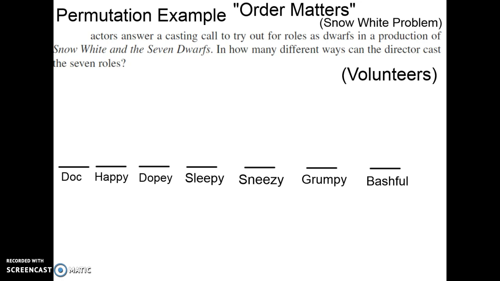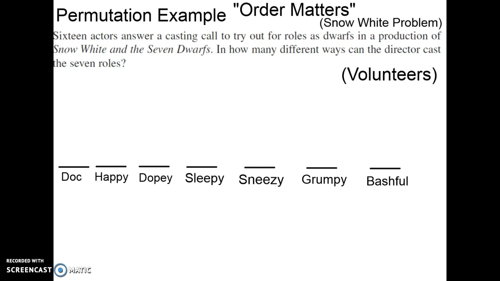If we were in class, we'd be taking volunteers and find out who's Doc and Happy and Dopey, but here we're not going to be able to have that fun. But we're going to say we have 16 actors answering a casting call to try out for roles as dwarfs in a production of Snow White and the Seven Dwarfs.